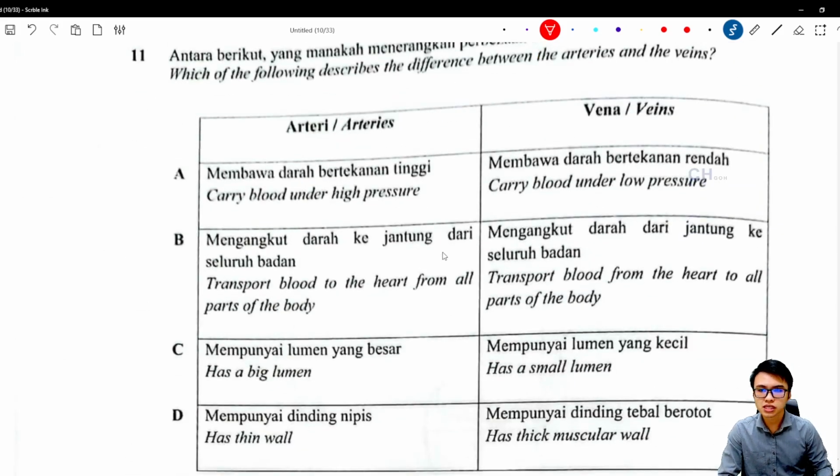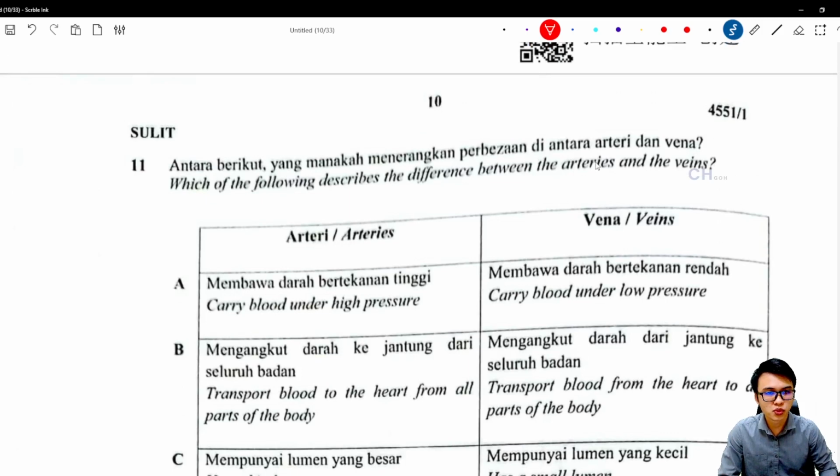Okay, question 11. Which of the following is the difference between arteries and the vein? Normally when we talk about arteries, the wall of the arteries should be thicker compared to the vein. So the vein has a thinner wall, but the lumen is much bigger than the arteries.